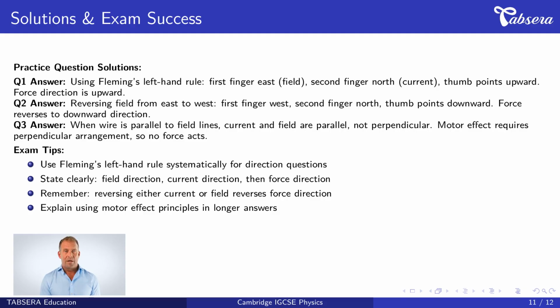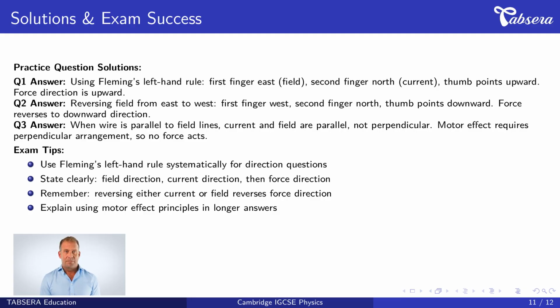For question 3, when the wire is parallel to magnetic field lines, the current direction and field direction are parallel, not perpendicular. The motor effect requires a perpendicular arrangement between current and field, so no force acts on the wire.